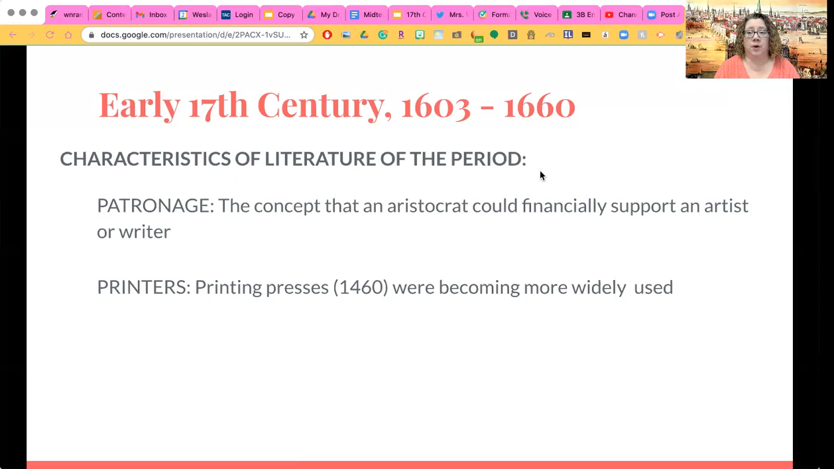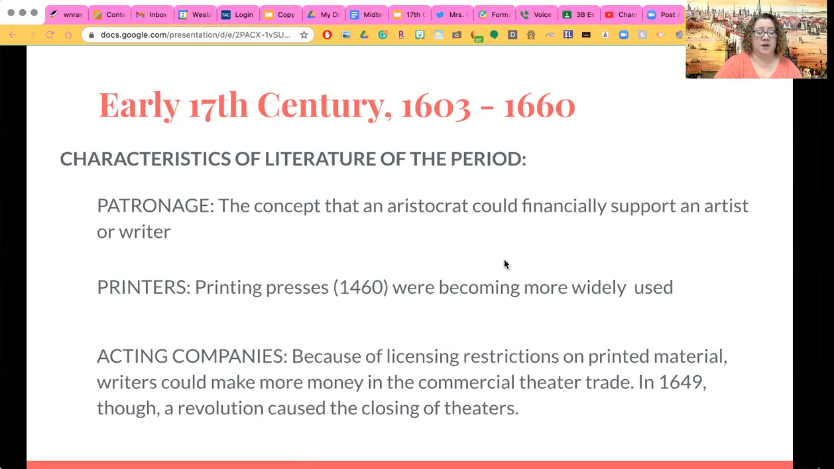Printers are becoming more and more available. The printing press has been out for 200 years at this point. So they're becoming more widely used, and that means that there's more reading material and therefore slightly more literacy. There's more opportunity to read, a wider scope of reading, and so all of that is improving.